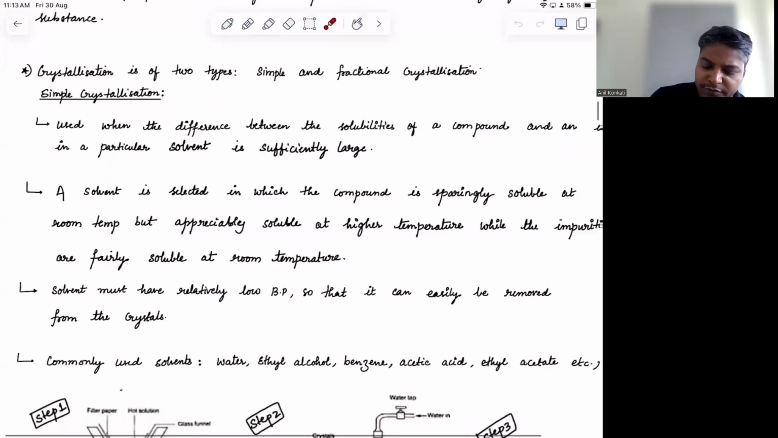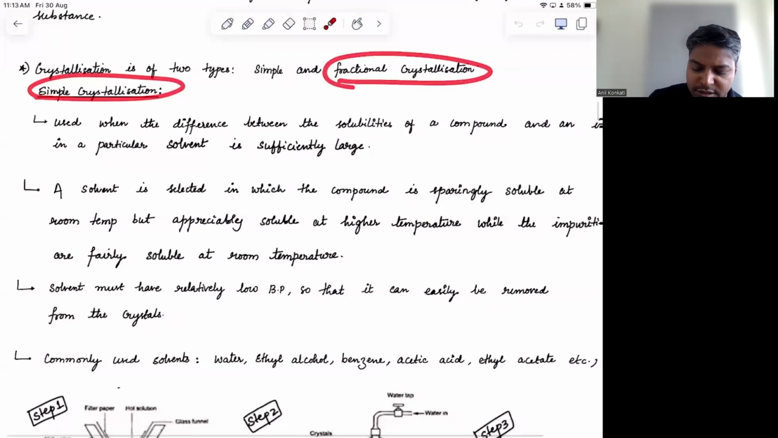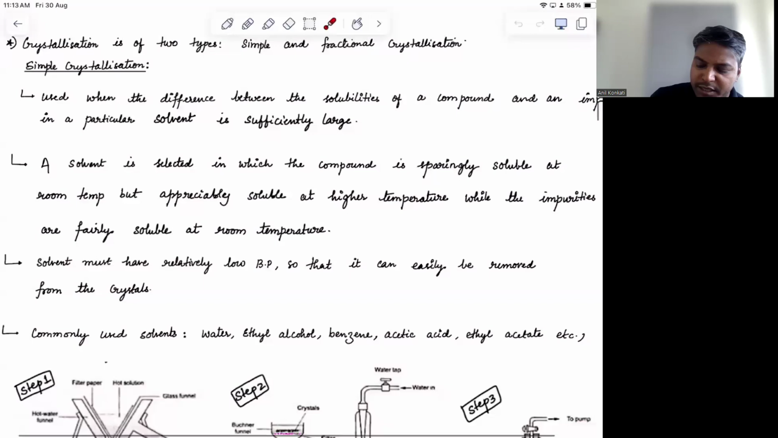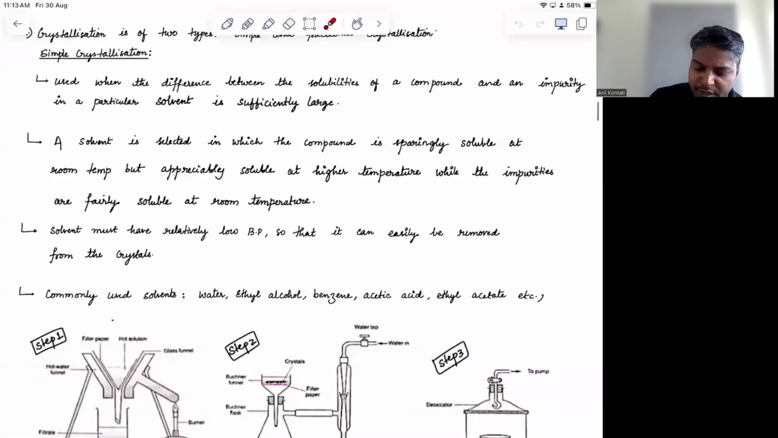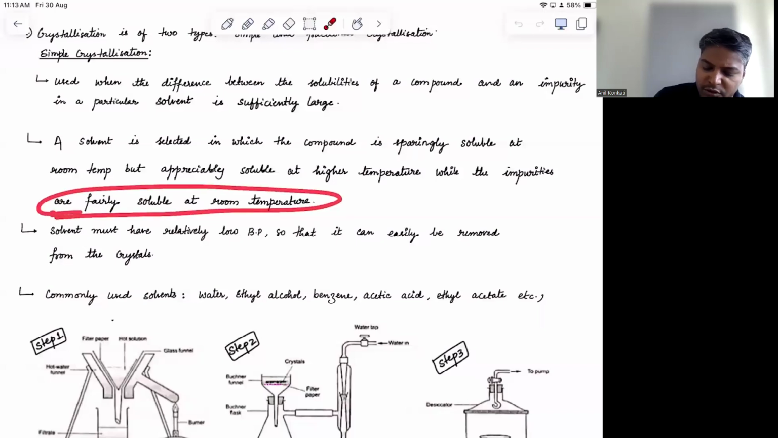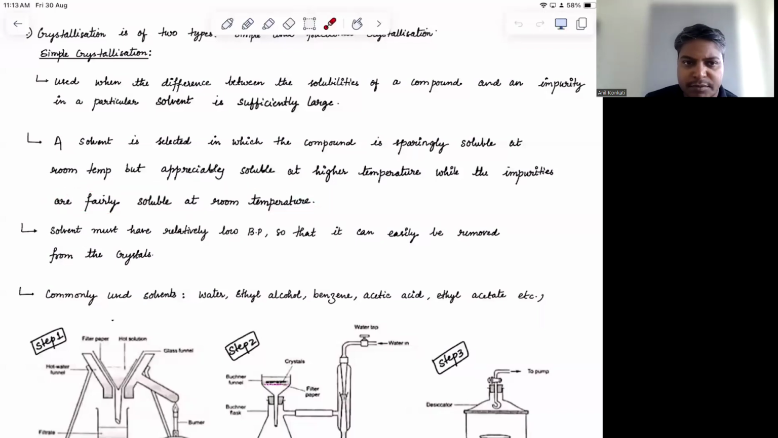There are two types of crystallization forms. One is simple crystallization, the other one is fractional crystallization. In simple crystallization, a solvent is selected in which the compound is sparingly soluble at room temperature but appreciably soluble at high temperature, while the impurities are fairly soluble at room temperature. So impurities will get dissolved more, and the organic compound which we want to separate will dissolve less.